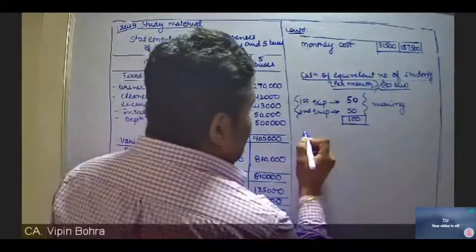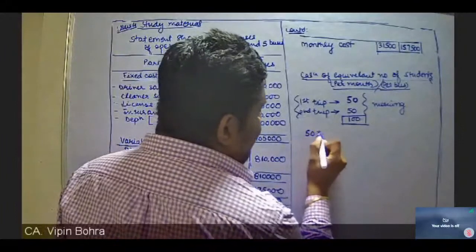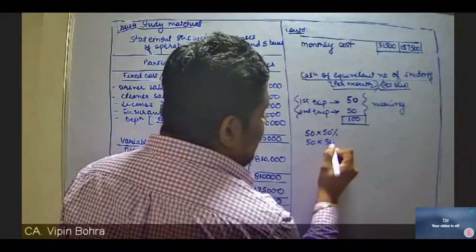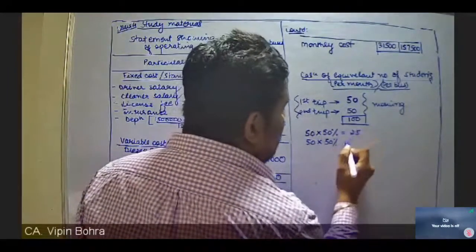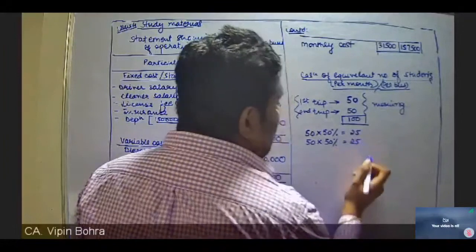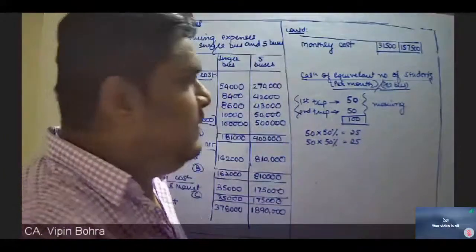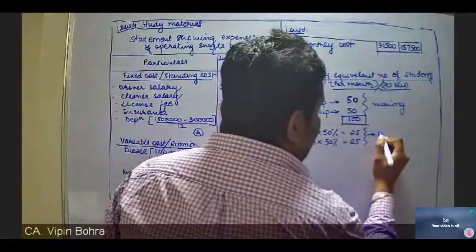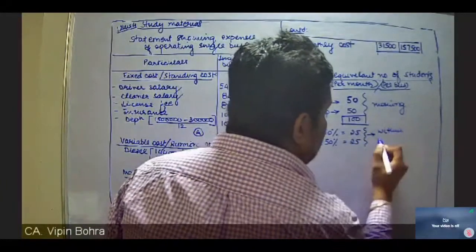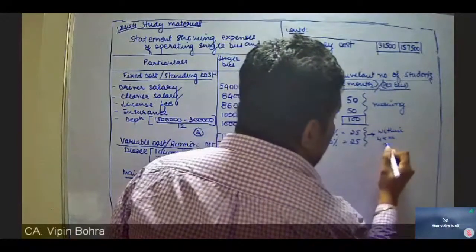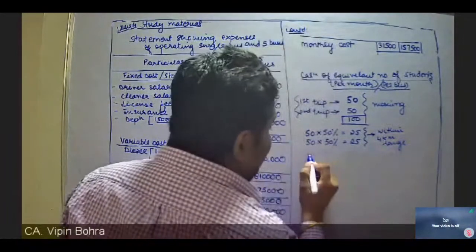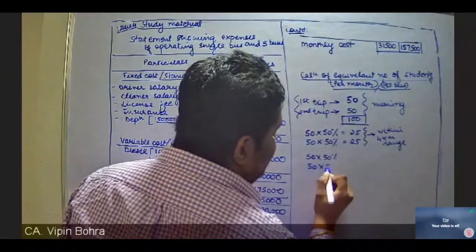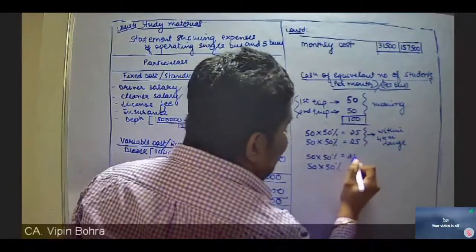Now see, 50% of the senior and 50% of the junior students are within the 4 kilometers range. And 50% of the senior and 50% of the junior are beyond the 4 kilometer range.